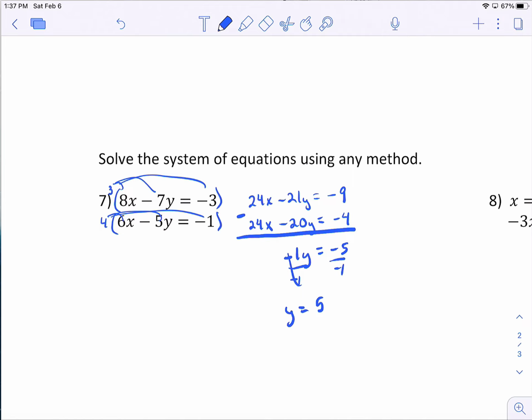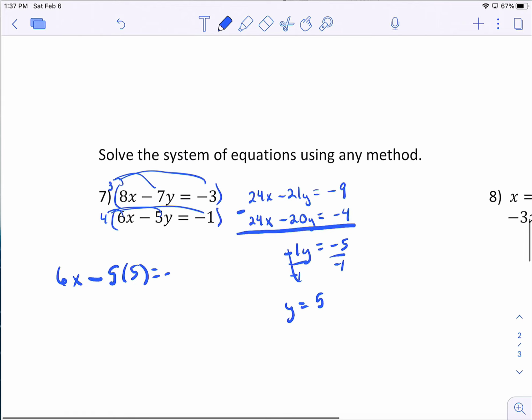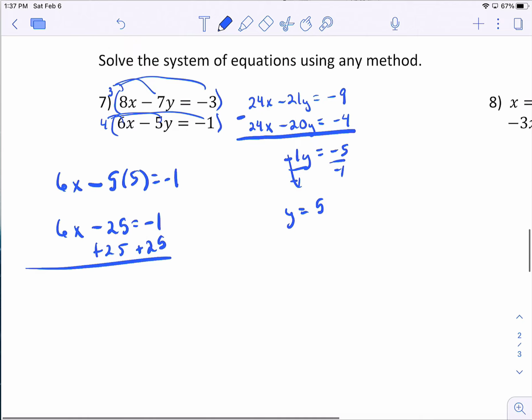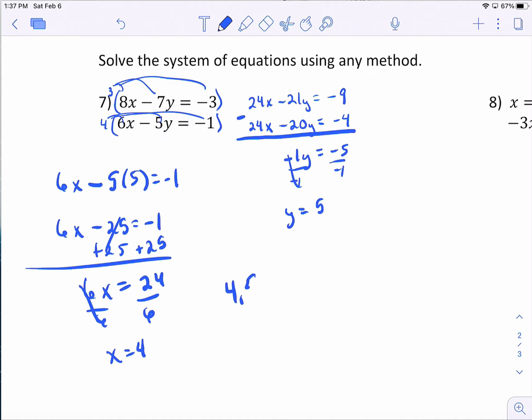So let's use the bottom one, I guess. So 6x minus 5, and then y is 5, equals negative 1. Why did I put 2? Negative 1, there we go. So that'll give me minus 25. Add 25, and then 6x equals 24. Divide by 6, and x would equal 4. So I got (4, 5) for my answer for that one.